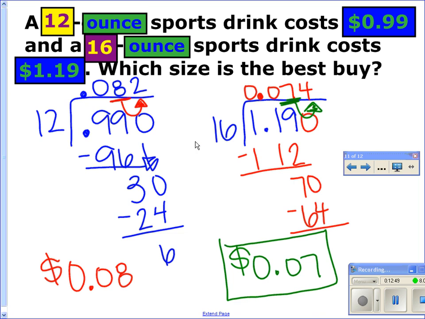So you're going to divide always for the money. The money goes in, and whichever one is cheaper is going to be the better buy. Remember, for unit rates and unit pricing, the operation is division.